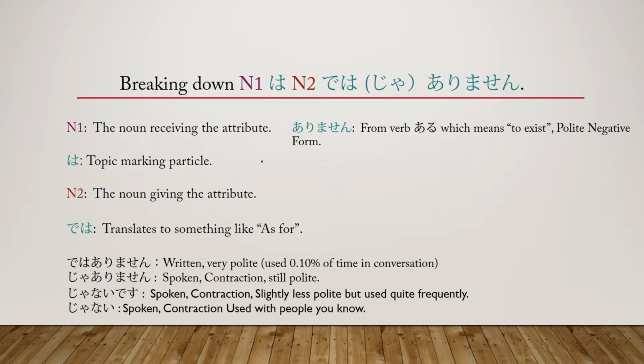Ja nai desu. This you're not going to find in the Minna No Nihongo textbook. This one you're just going to have to trust me on. Okay, so like I said, people don't use dewa arimasen when speaking in Japanese. They don't even really use ja arimasen. Why is that? Because it's way too long to speak when you're trying to speak fast in conversation. So the Japanese have actually kind of created this new grammatical structure called ja nai desu.